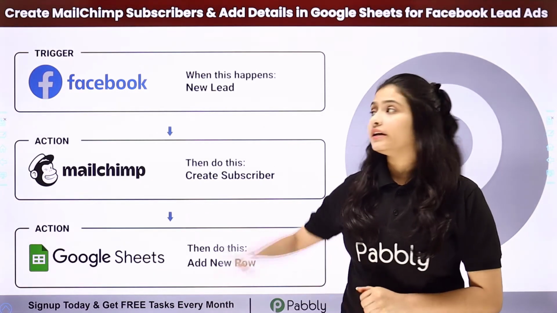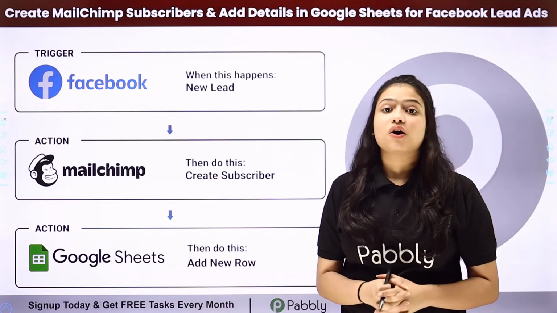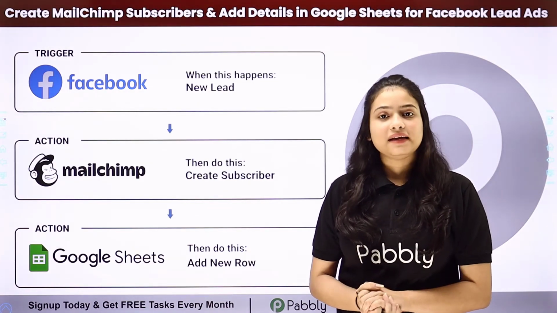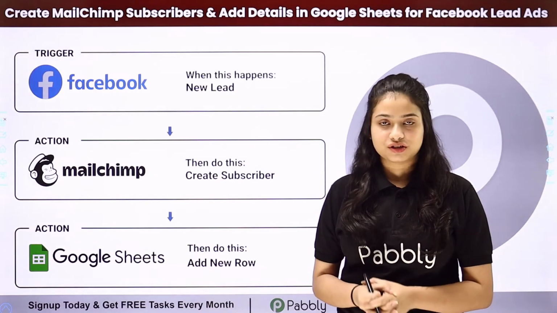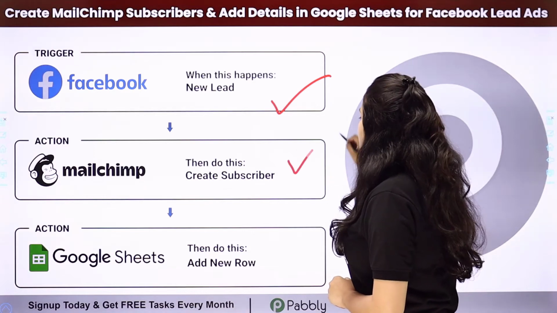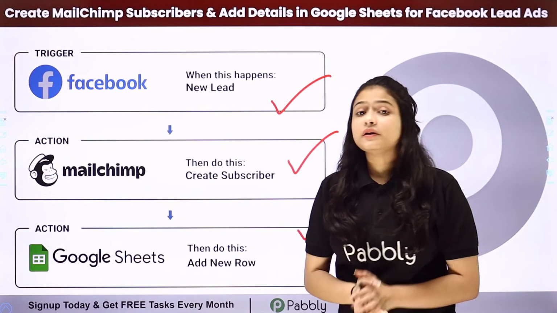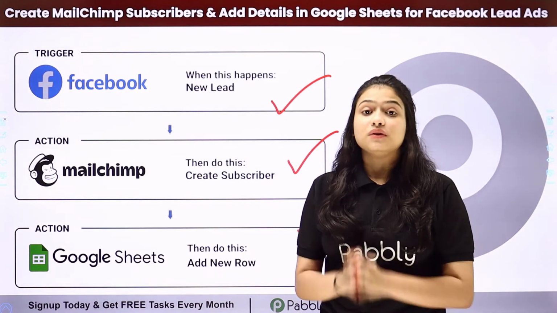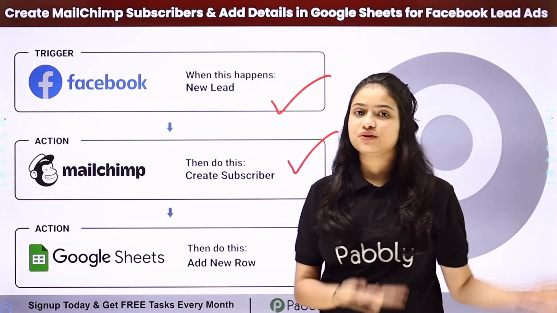For that, we will have to integrate all these applications, and because they do not have any kind of native integration between them, therefore we are going to use Pabbly Connect, which is an amazing automation and integration software. Now what we are going to do, we have Facebook lead ads in our trigger, Mailchimp and Google Sheets in our action. So we will be connecting all of them by using Pabbly Connect in order to automate this entire process. And to learn this entire process step by step, let me take you all to my screen.